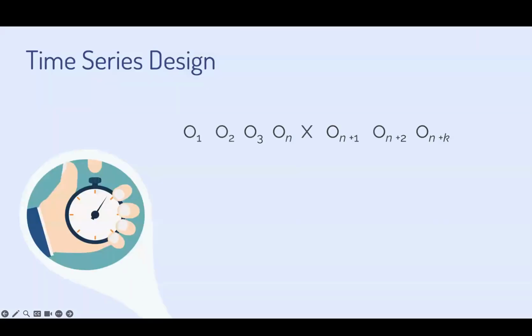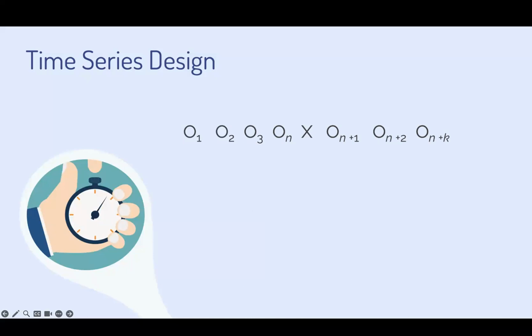The time series design. This design is characterized by its longitudinal nature, capturing multiple observations over time. The schema is the representation of O1, O2, O3 until ON, and then an intervention in the middle, X, that's the intervention. And then the time after that, ON+1, ON+2, denotes a sequence of observations where O1 through ON represent the data we collected before the intervention X is implemented.